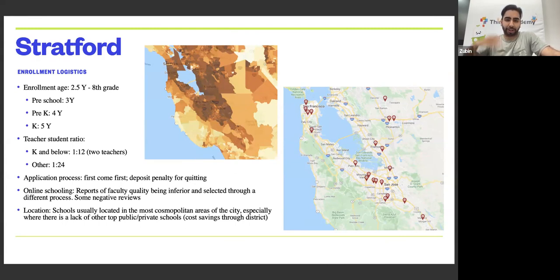And for the higher elementary school, it's 1:24. So one teacher, 24 students typically is what we see. Some campuses might vary. The application process is on a first come, first serve basis. There is a deposit, and there's a deposit penalty for quitting the application or withdrawing from the application.